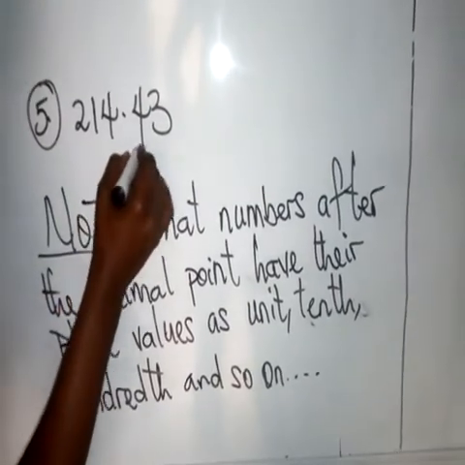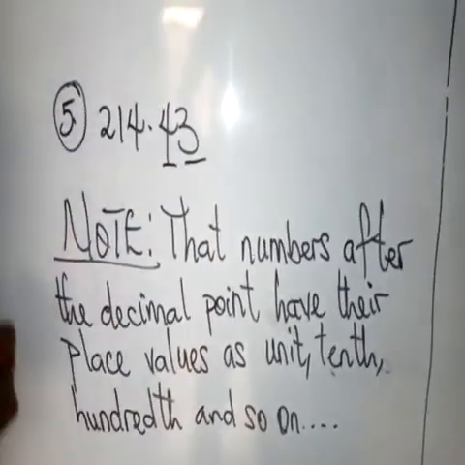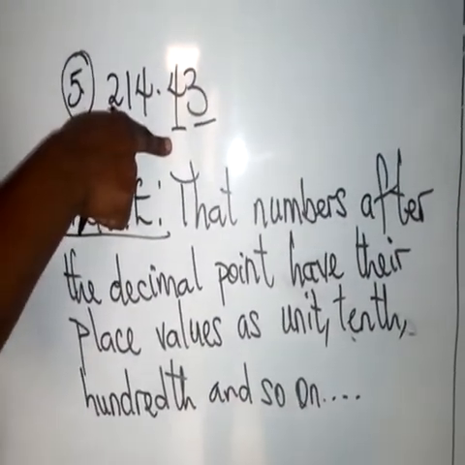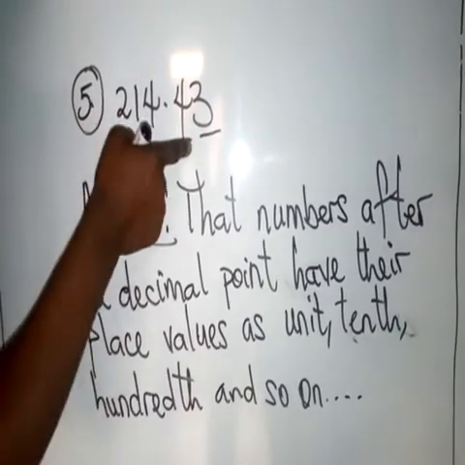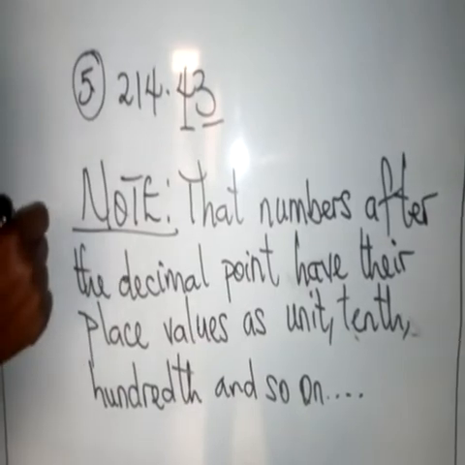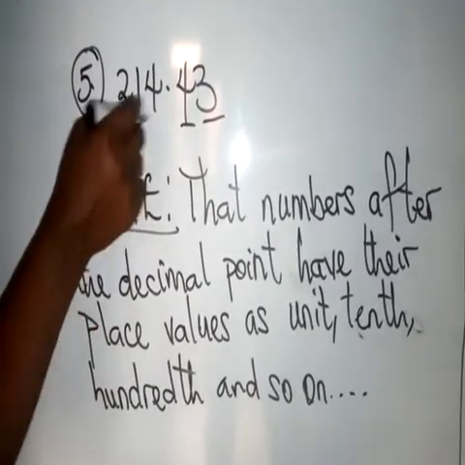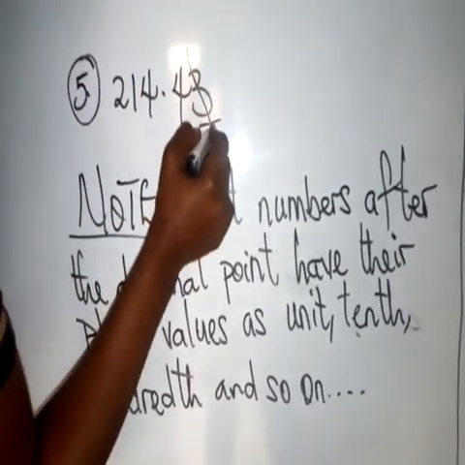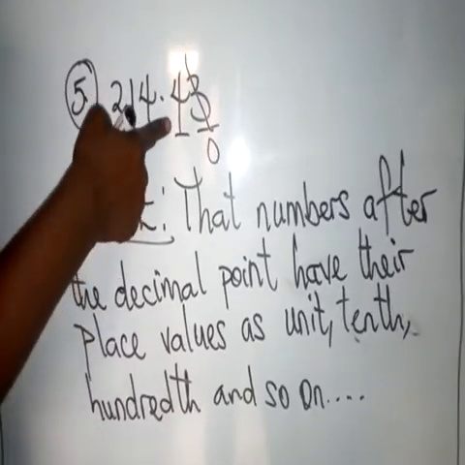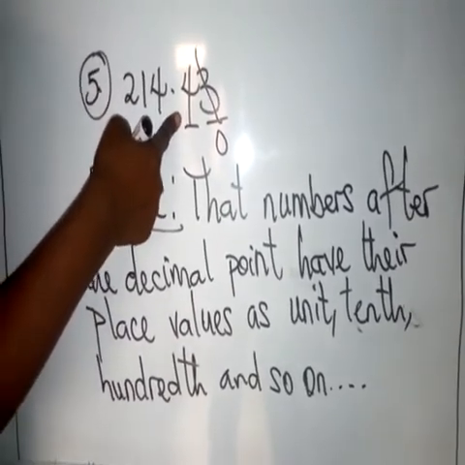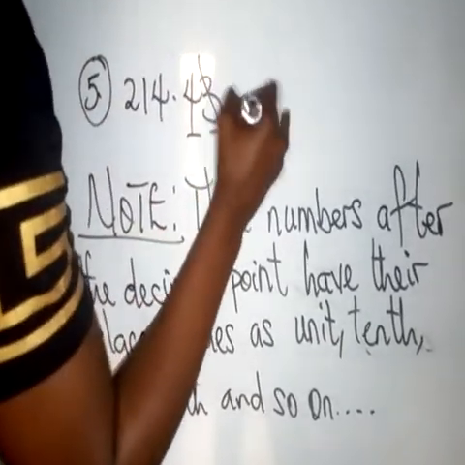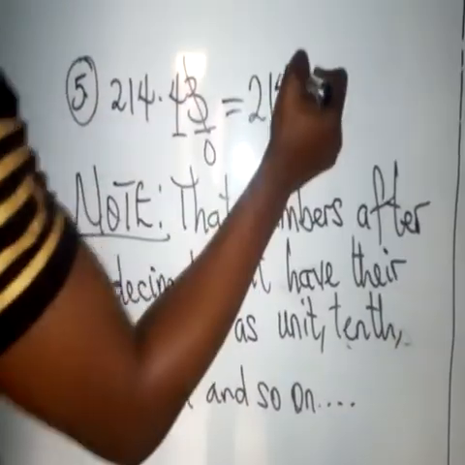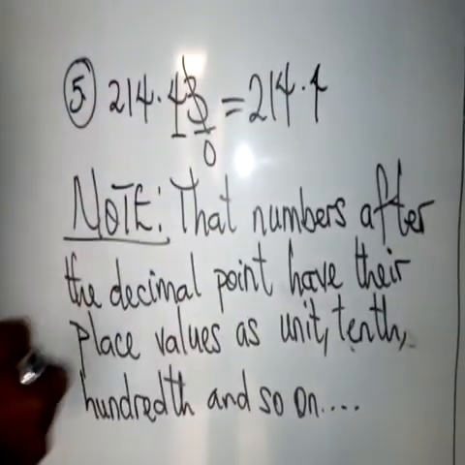So this one here is the unit, this is the tenth. So you are asked to round off to the nearest unit here. Let's round up to the nearest unit so that in case you meet it anywhere, you will know what to do. Now, this 3 is not up to 5. So, when you strike it out, you have only 0. You can't add anything to this because you have no 1 to add to it. So, you have 214.4. Do we understand?